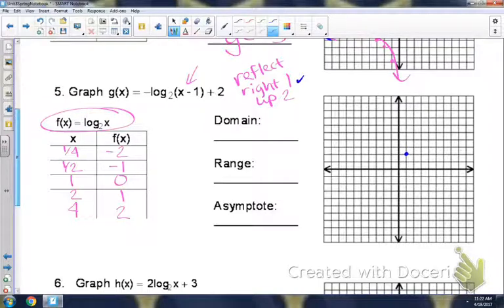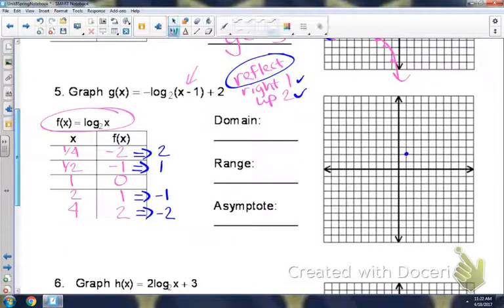So we did both of those, now we need to reflect. So we're changing the sign of each one, so that will become a positive 2, positive 1, the 0 doesn't change, negative 1, and negative 2. Alright, so the blue point is my new origin.